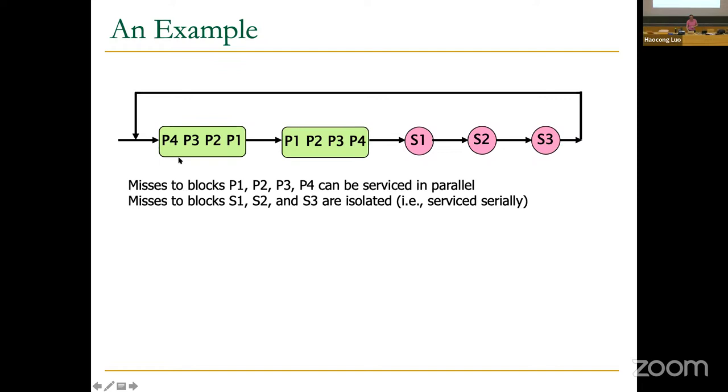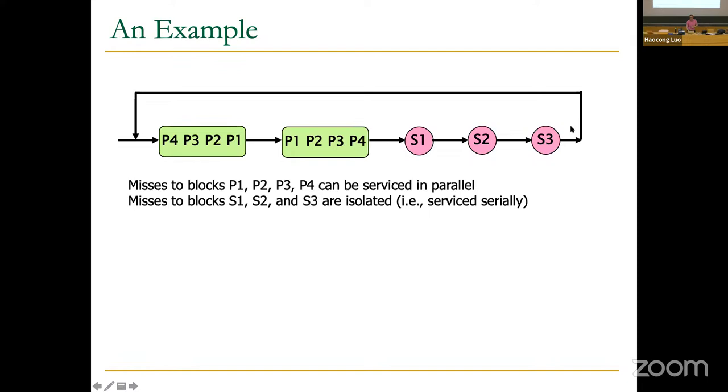Basically, blocks P4, P3, P2, P1 are accessed in this order. And then you touch blocks P1, P2, P3, P4. And then you touch blocks S1, S2, S3. And then this access pattern repeats, as you can see. It's a nice cyclic access pattern, like we have seen.